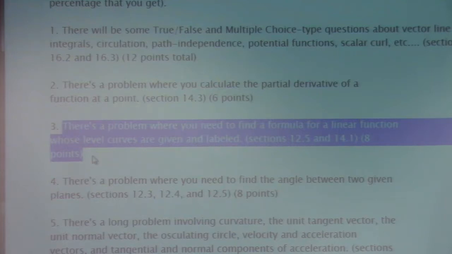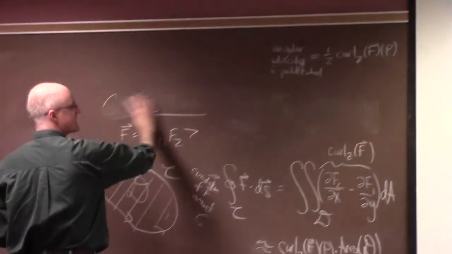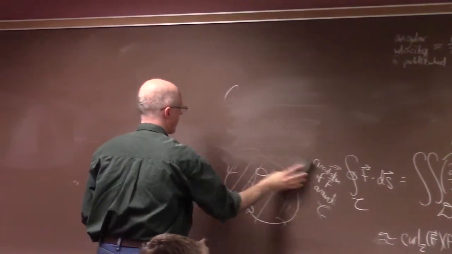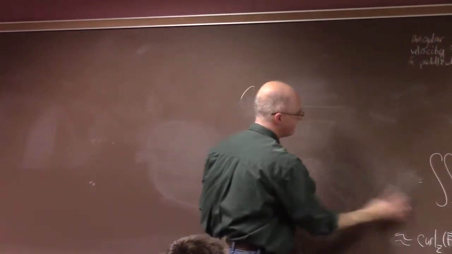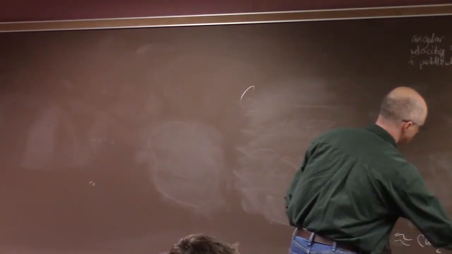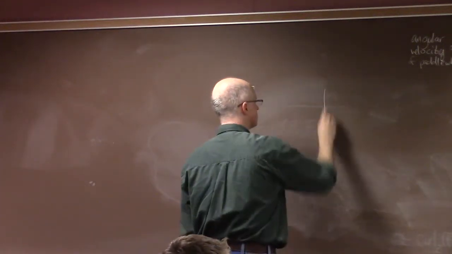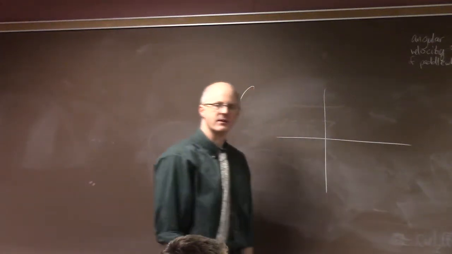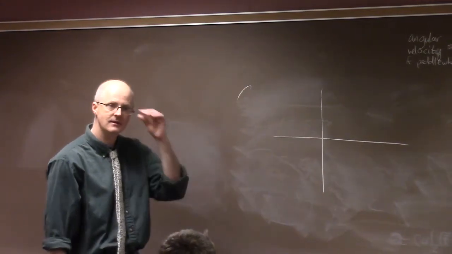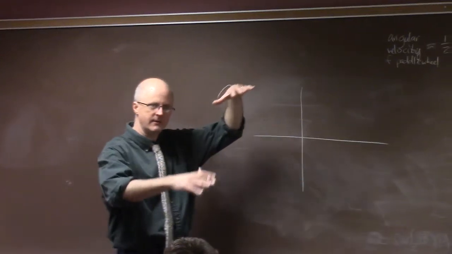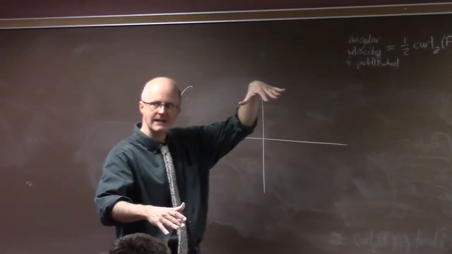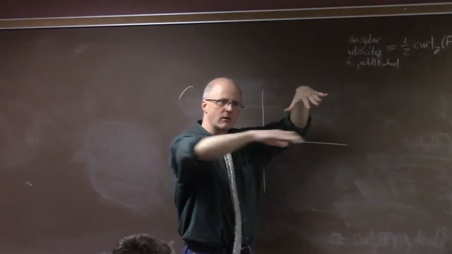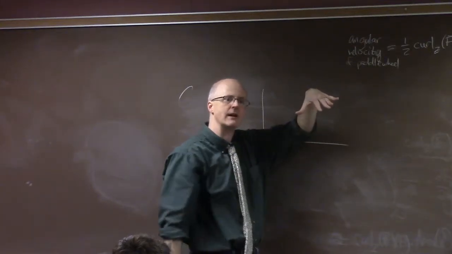This one's kind of a mixture of conceptual and computational. What do I mean by this? There's a problem where you need to find a formula for a linear function whose level curves are given and labeled. The level curves of a linear function are going to be straight lines. That should make sense if you think about the three-dimensional graph of a linear function. It will be a plane. If you cut that plane with other horizontal planes, it'll intersect it along straight lines.